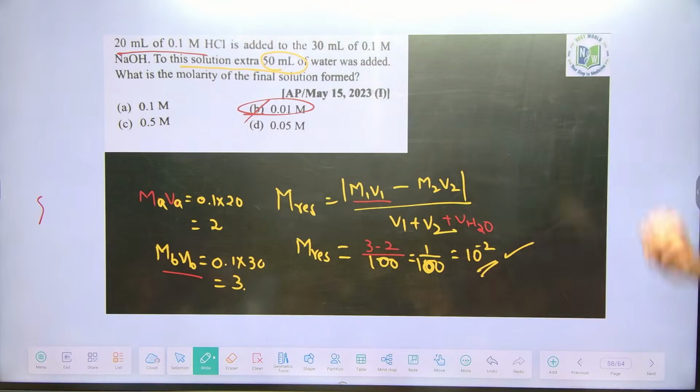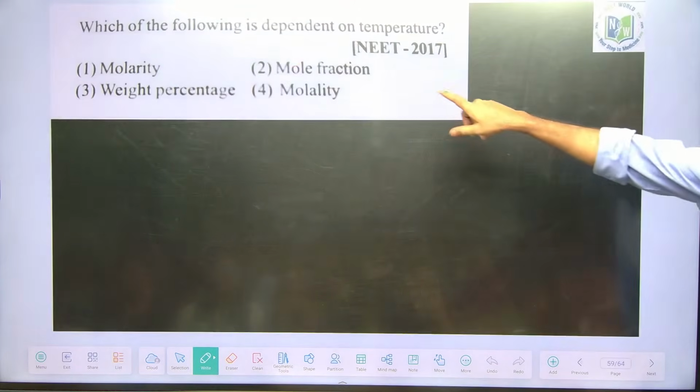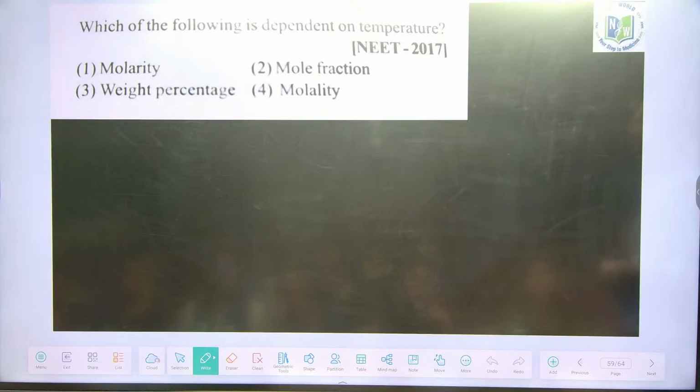You can write this. After this, study over only, no? Yeah. You can solve this question easily. You can answer me now itself. Temperature dependent. Only molarity. Okay.